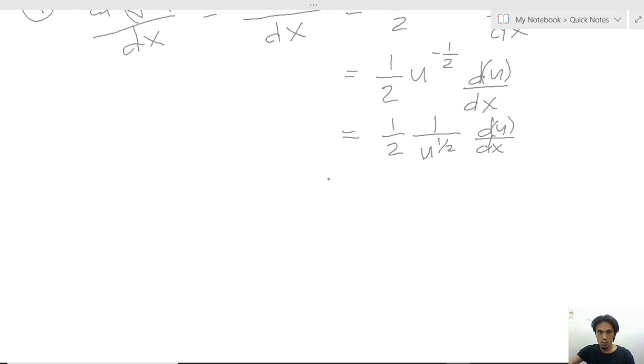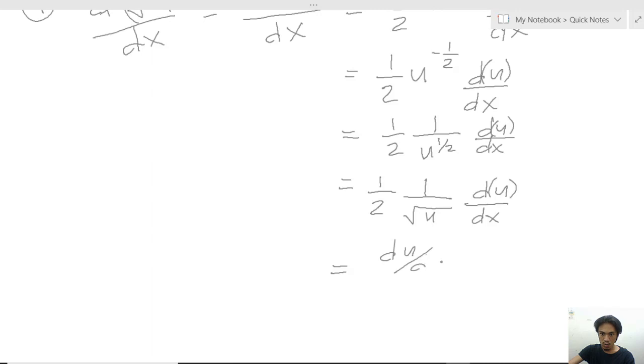This is now equal to 1 over 2 times 1 over the square root of u, because u raised to 1/2 is equal to the square root of u. Times the derivative of u with respect to x, or simply the derivative of u with respect to x divided by 2 square root of u. That is the formula for a square root.